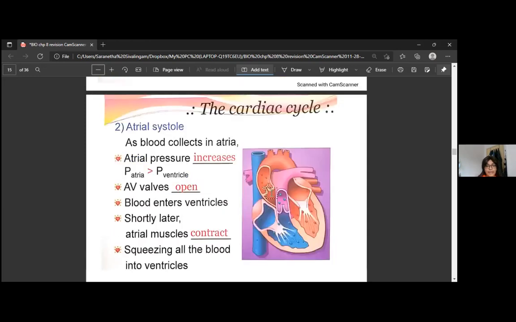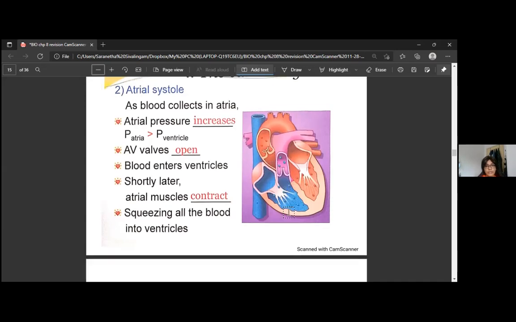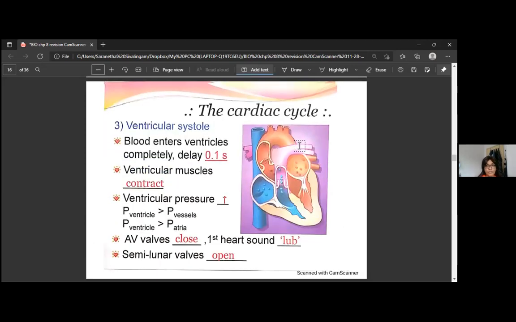And then next is atrial systole. So as blood collects in your atria, the pressure increases because when the volume increases, the pressure increases. So your pressure in your atria is now higher than the pressure in your ventricles, and your AV valves open. So the blood enters the ventricles, and then the atrial muscles contract, which is atrial systole. And then next is ventricular systole.